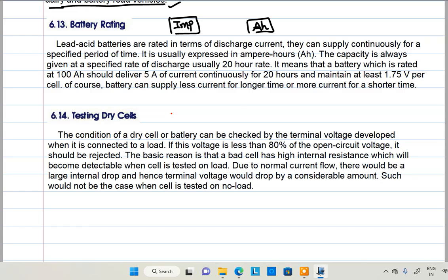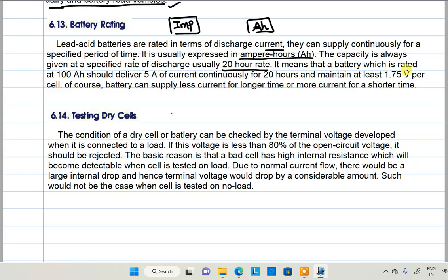Battery rating: lead acid batteries are rated in terms of discharge current, right? It can be supplied continuously for a specific period of time. It is usually expressed as ampere hour. What is the unit of battery rating? Ampere hour. The capacity is always given at a specified rate of discharge, the 20 hour rate.